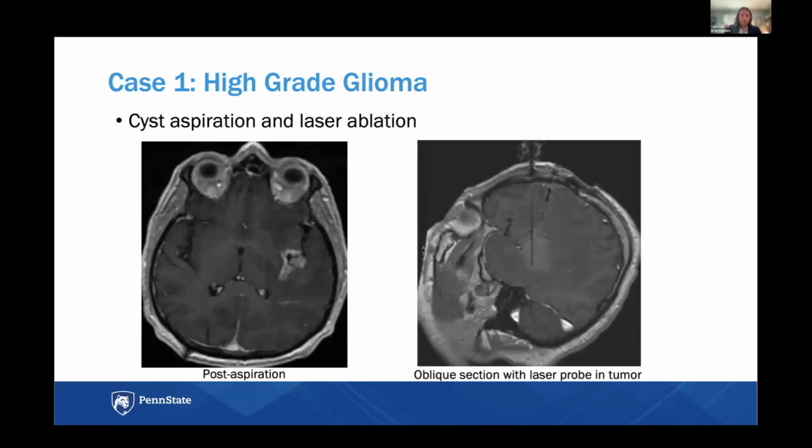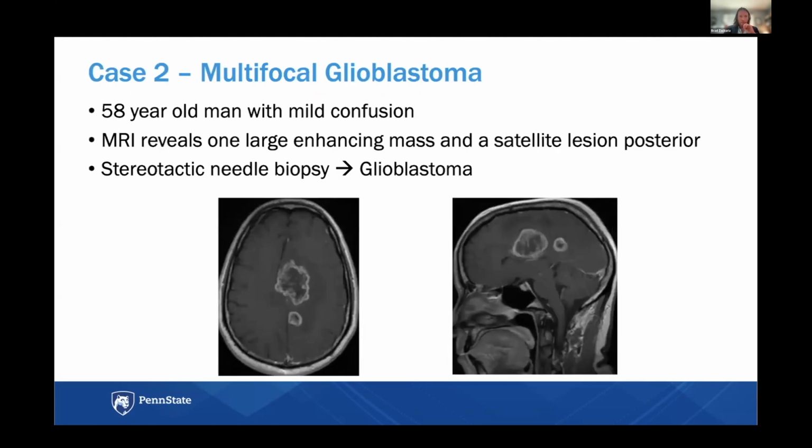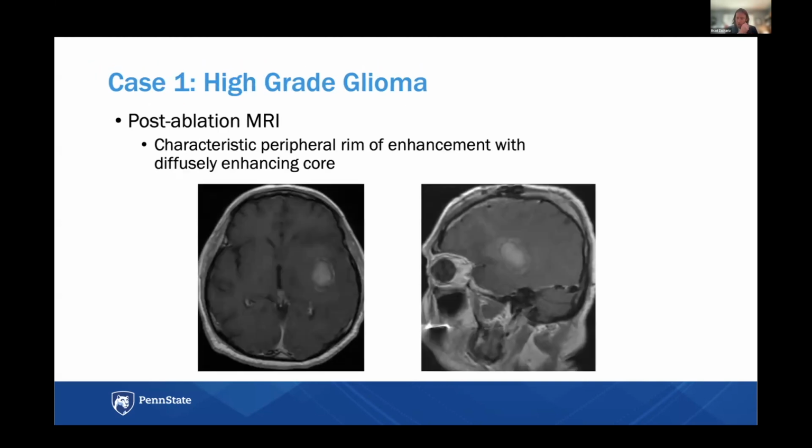Could this be radiation treatment effect? And so in this case, we were able to aspirate the cystic components of this, the necrotic components, see what that looks like in real time in the MRI scanner, and then ablate this lesion. This is the characteristic appearance you see immediately afterwards, this kind of eggshell rim of enhancement around the ablation zone. And so you're able to do this effectively. This patient actually went on to survive for quite a bit of time with this lesion.